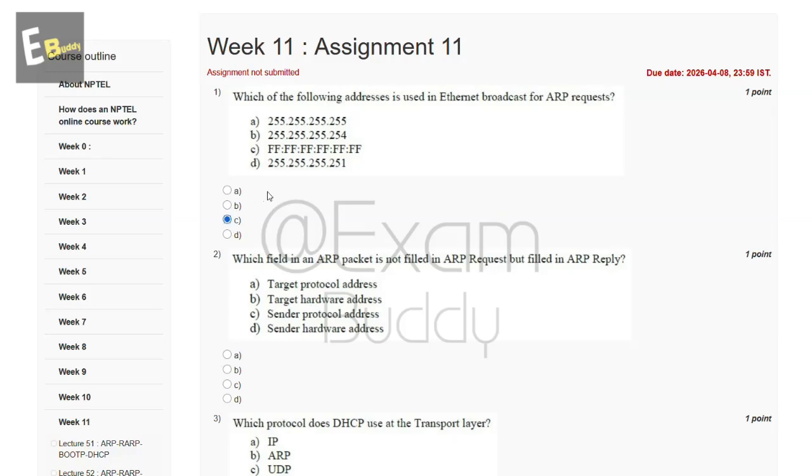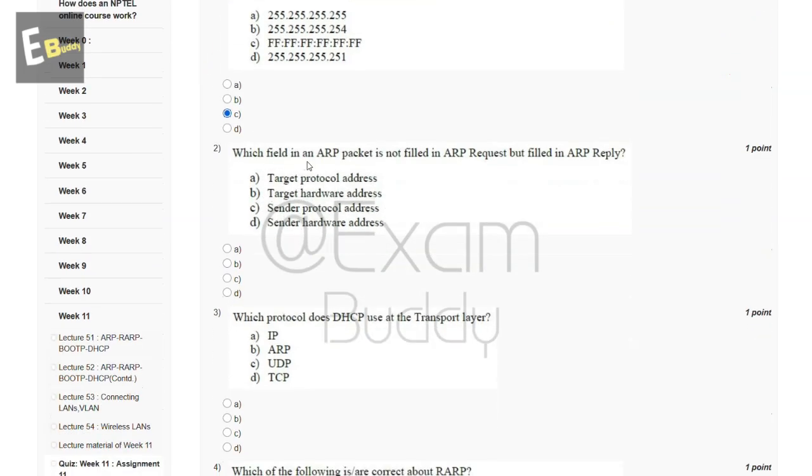And now let's go to our question number 2. Which field in an ARP packet is not filled in ARP request but filled in ARP reply? So these are the options, and the answer of our second question is B, target hardware address.